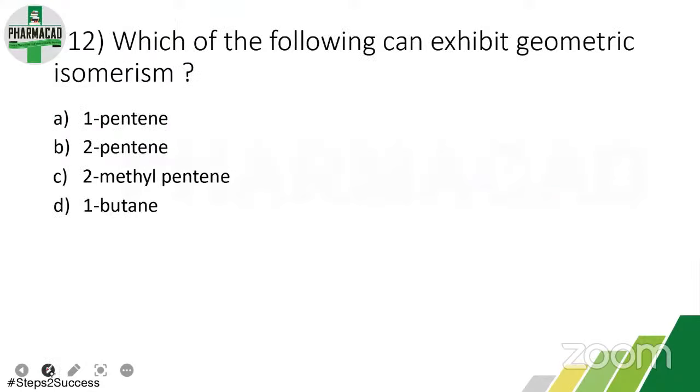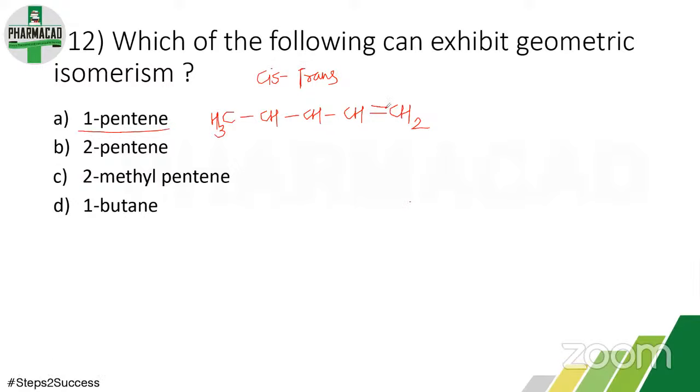Next question. Which of the following can exhibit geometric isomerism? For geometric isomerism, an alkene is necessary, in that, cis and trans. Okay, so we will see one by one. First is 1-pentene. CH3, CH, CH, CH, CH2, CH2, CH2. This is 1-pentene, double bond on the first carbon atom.